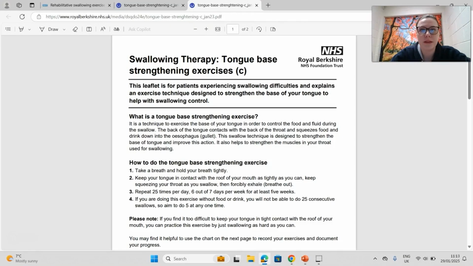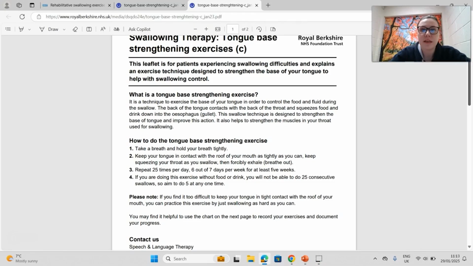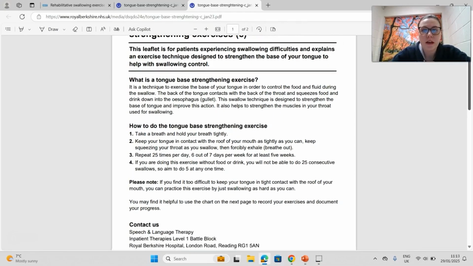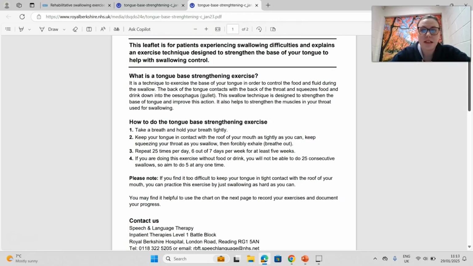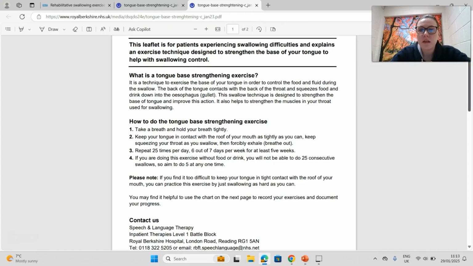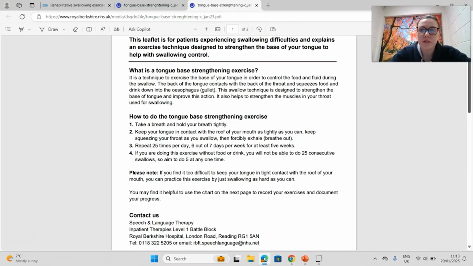The link will open. Here we go. So this is one that the NHS provides. This is for if somebody has a weakness of the base of the tongue, and it may be something simple like taking a breath and holding your breath lightly, then keeping your tongue in contact with the roof of your mouth as tightly as you can, and keep squeezing your throat as you swallow, then forcibly exhale. And they advise how often you need to be doing this.